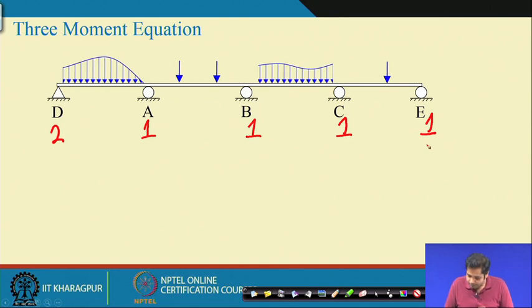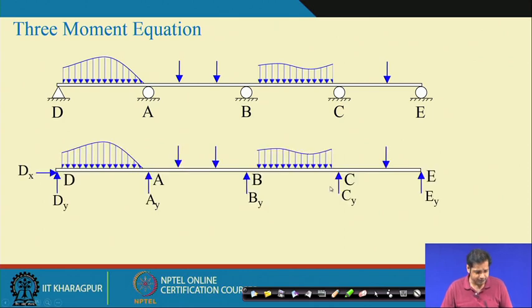Okay. Now, what is the 3-moment equation? As the name suggests, this equation has moments. The equations are written in terms of moments, and in every equation there are 3 moments that constitute the equation. Now, let us write this. This is the entire structure. All the forces are expressed, all the reactions are expressed in terms of their equivalent reactions.